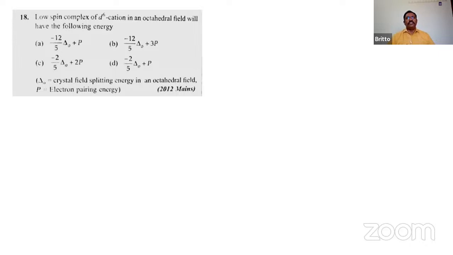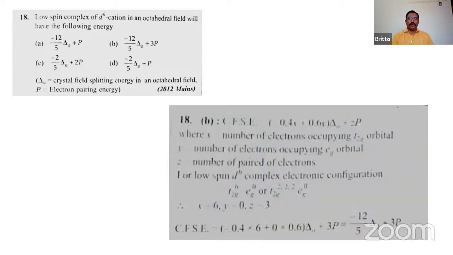Okay, so d6 cation, low spin d6 cation. Low spin has been mentioned, and low spin means we have to pair the electrons. We have to pair all 6 electrons, so all the t2g level will be paired. There will be no electrons in the eg level.